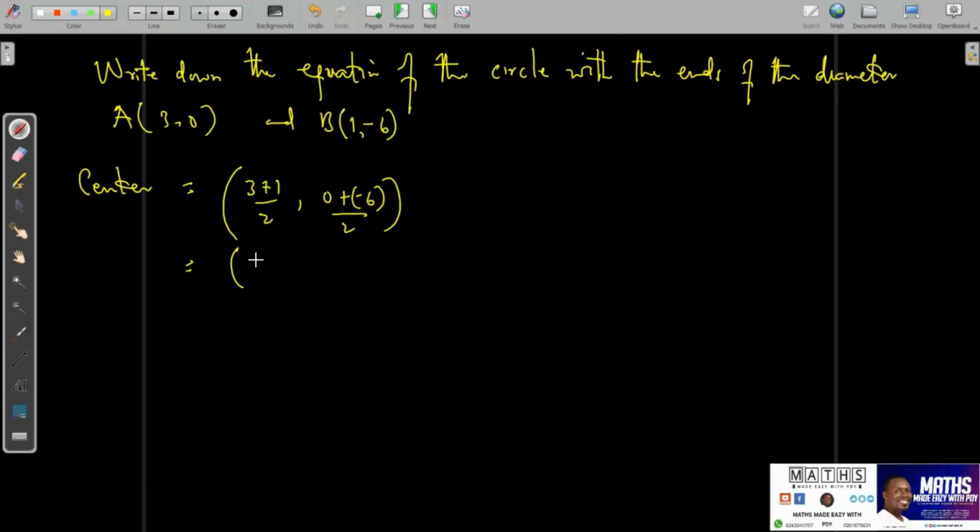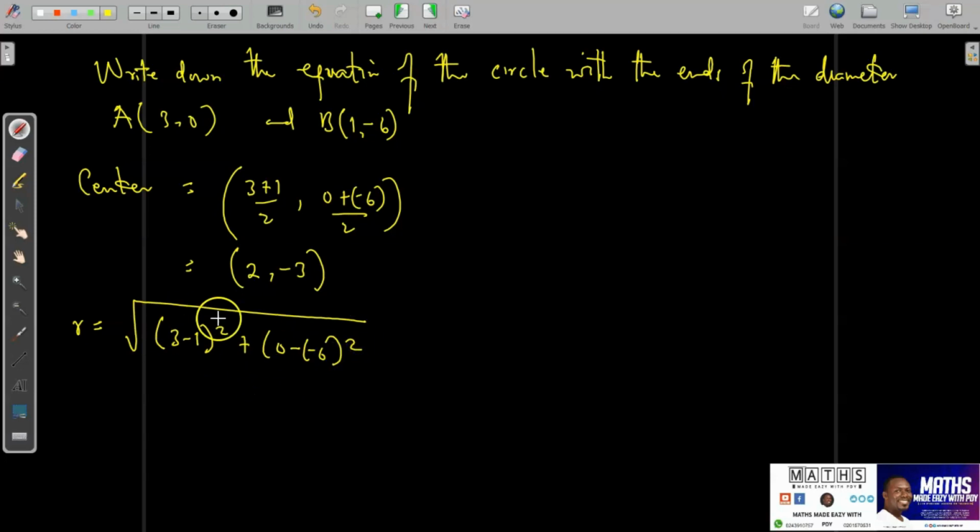So please, 2 and -3. So we have 2 and -3. Good. And then for the radius, we said that you must use the idea of finding the length of the diameter and dividing through by 2. So you can use the square root of change in y all squared plus change in x all squared. That is either 3 minus 1 all squared plus 0 minus -6 all squared. The answer we have here, all divided by 2.